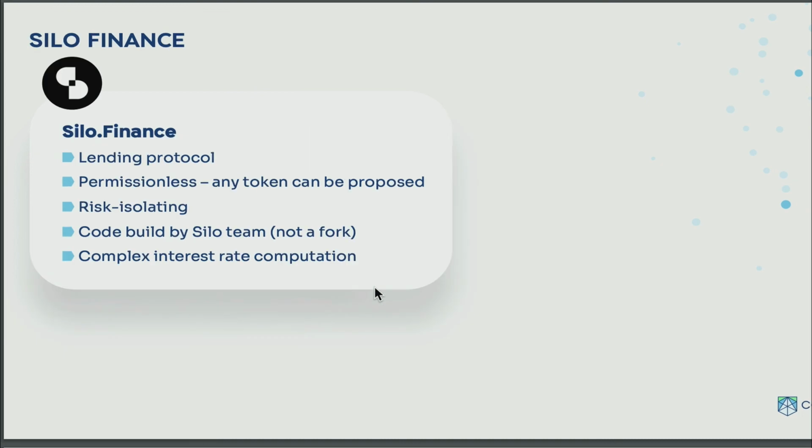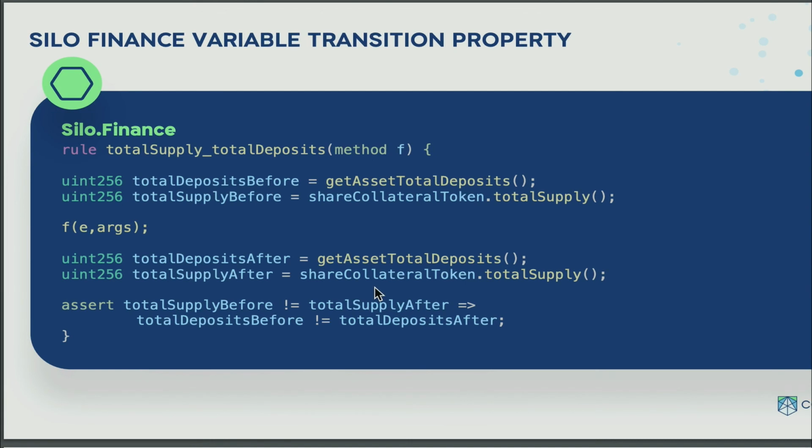Okay, so this example is from SILO.FINANCE. This is a lending protocol, also trying to reduce the risk. This code was built and all the properties were designed by the SILO team. Very nice work. And this is a very simple property. What it says is that there's total deposit and the total supply. It's like a liquidity pool that we can envision.